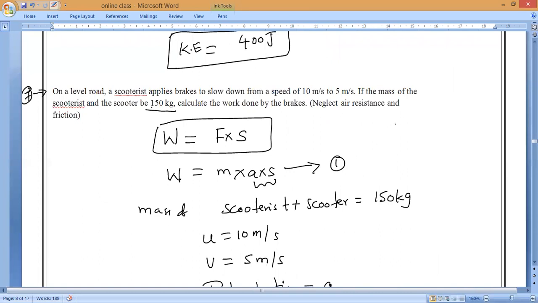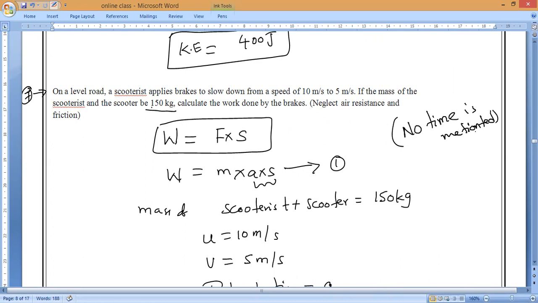Yes, very good. So here no time is given. No time is mentioned. So is it possible to find the acceleration? It is not possible to find. Why? Because if it is freely falling, we can find acceleration. How? Because of gravity, it gives gravity as well as height. But here you can see no time is mentioned and no displacement is mentioned.